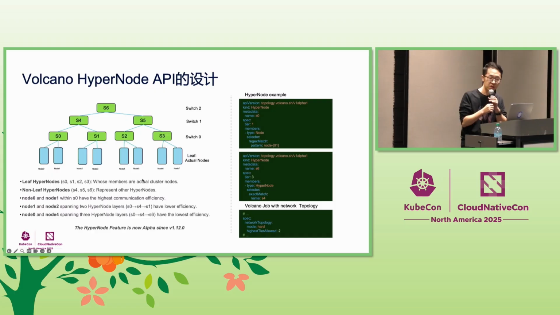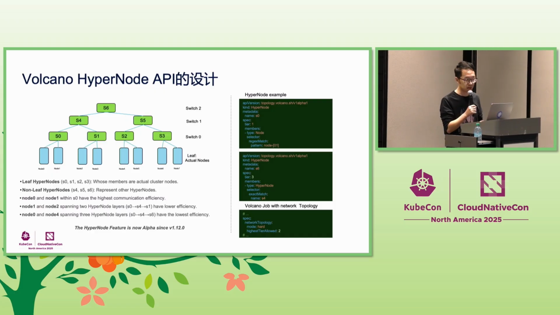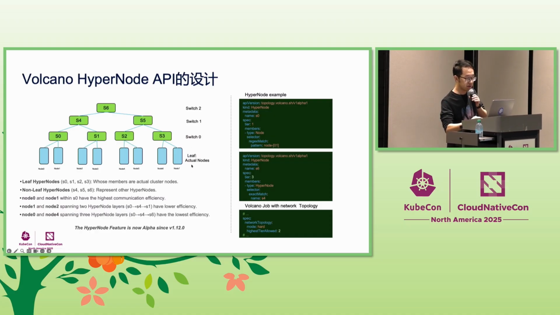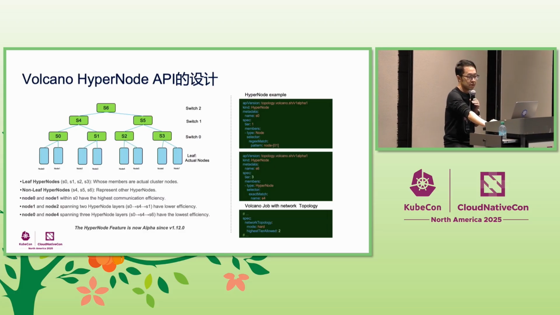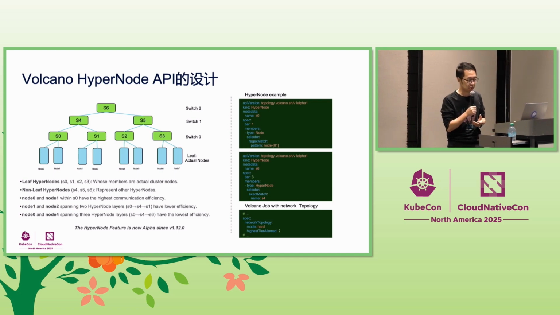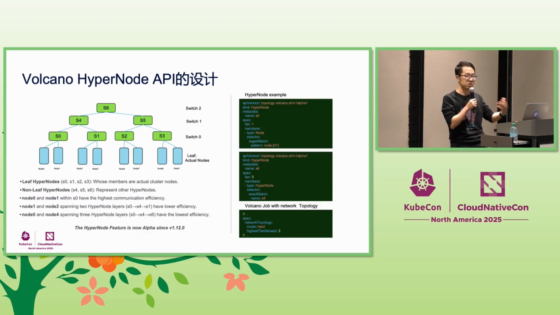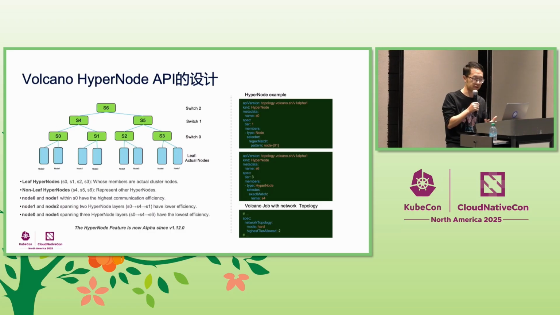On the left is an example of a tree discovered in the cluster. The leaf nodes are always the actual Kubernetes nodes, and the non-leaf nodes are always HyperNodes. With that, you can easily define a tree inside the cluster, and it's also quite easy to have multiple trees representing your underlying network topology. That's the basics of the API, because it gives the cluster admin the flexibility to easily have an overview of the network topology across nodes inside the cluster.